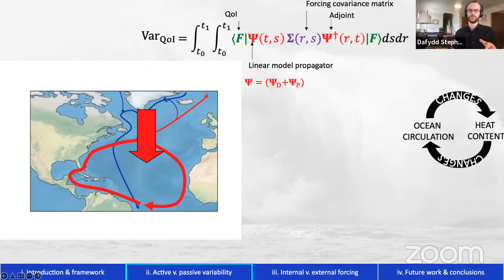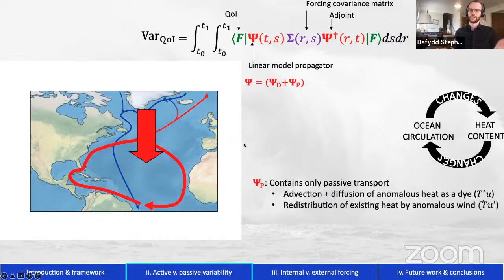To be a bit more concrete about this, in the passive component, there are only 2 ways that the heat content can change. It can be fluxed in at the surface and then passively transported by the mean circulation, or heat which was already present in the ocean can be redistributed by the existing wind. So heat which was here can be moved over here, et cetera, et cetera. And then we also have this dynamical component, which contains everything else.